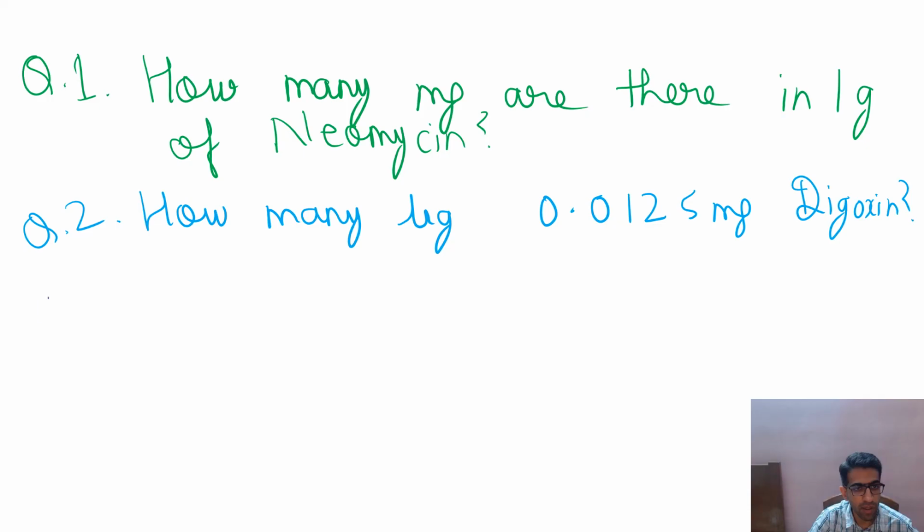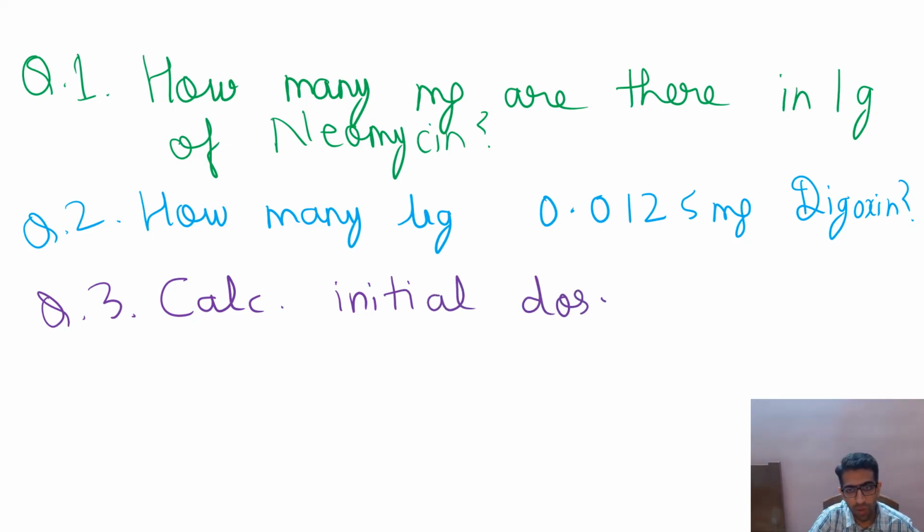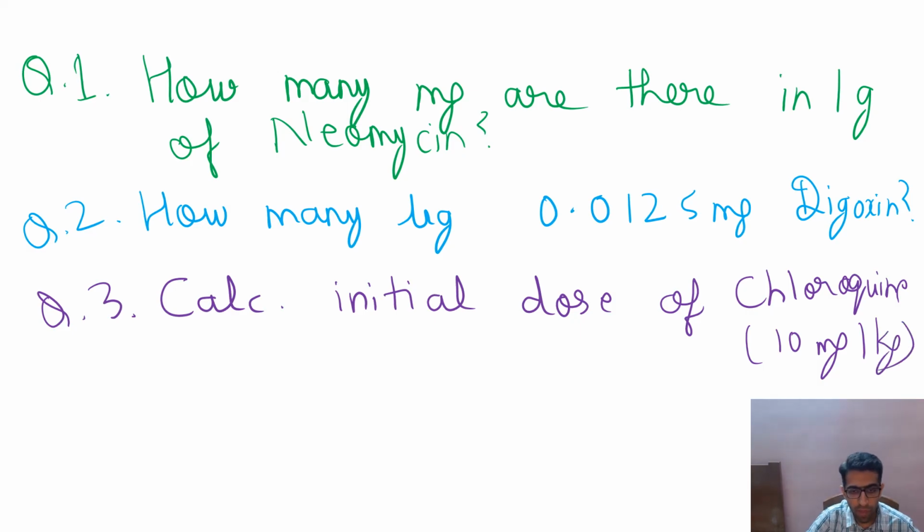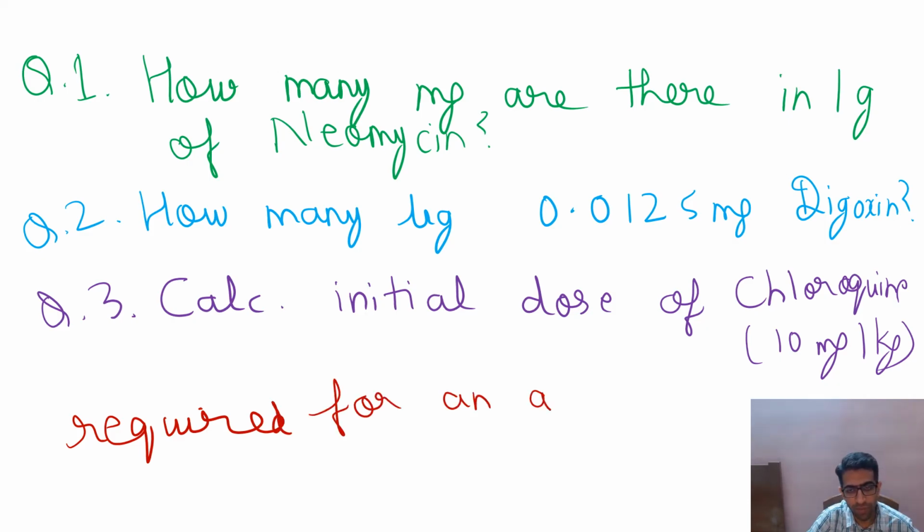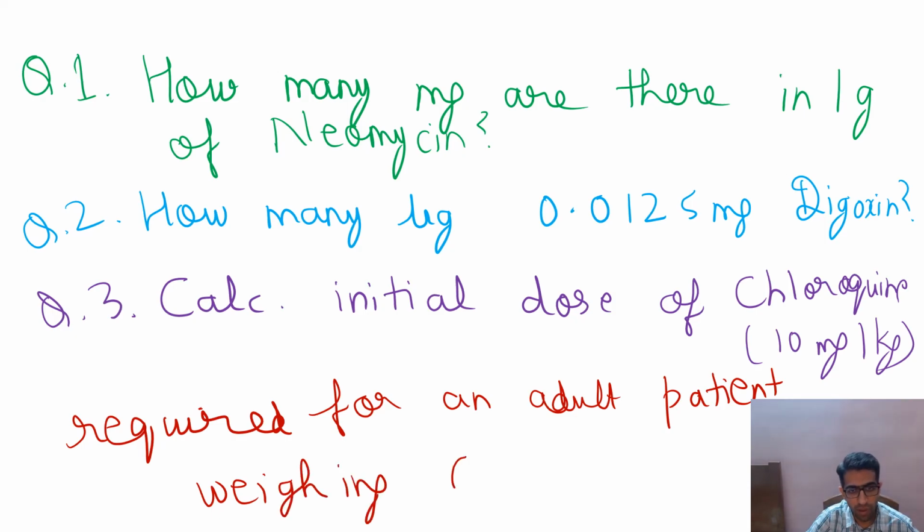Third, you have to calculate the initial dose of chloroquine (10 milligram per kg) that is required for an adult patient weighing 60 kg. Great, excellent.